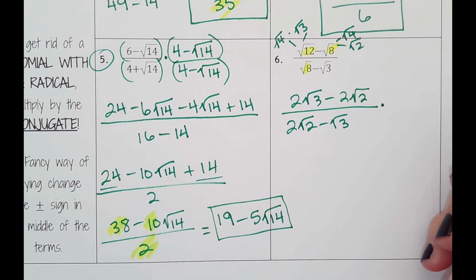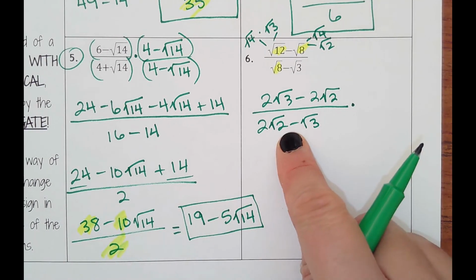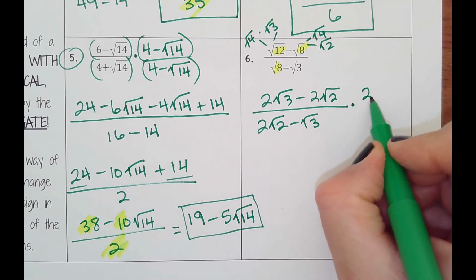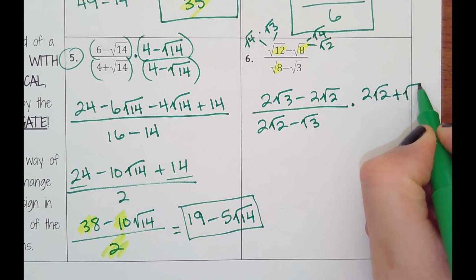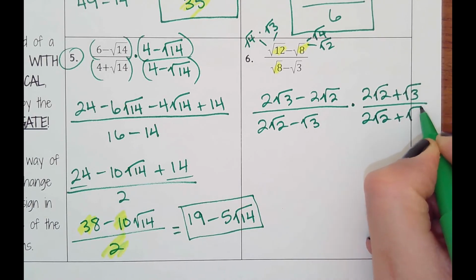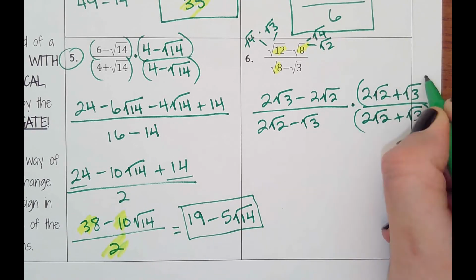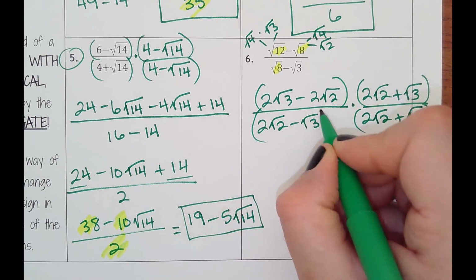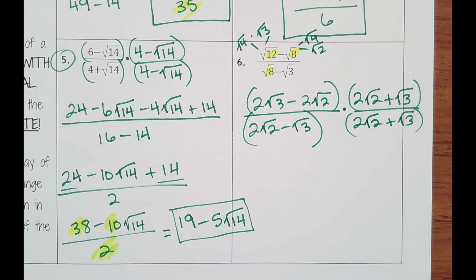So you're going to have to multiply by the conjugate, which means change the sign between the terms, which would be 2 square roots of 2 plus square root of 3 over 2 square roots of 2 plus square root of 3. And then you would FOIL top and bottom. So pause that and see what you get.